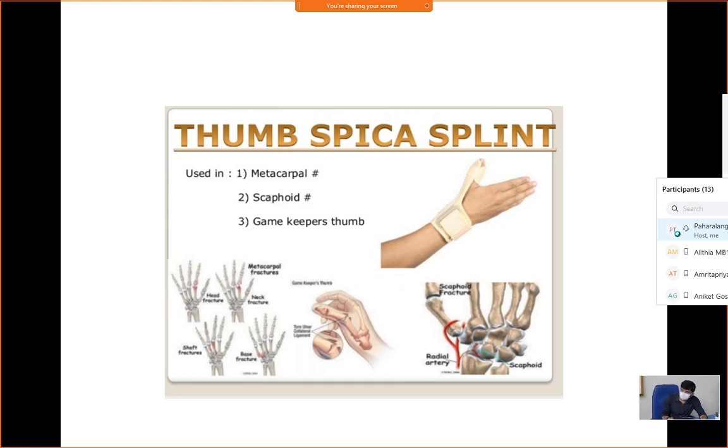Thumb spica splint. This is the ready-made one. You can apply it with PUP also, or you can go for the ready-made one available commercially. The advantage with this one is that you can take it off while bathing and all this, but the PUP one is better because it immobilizes completely. And this is used in metacarpal fracture of the thumb, base of the thumb, scaphoid fracture, goalkeeper's thumb, and all this.